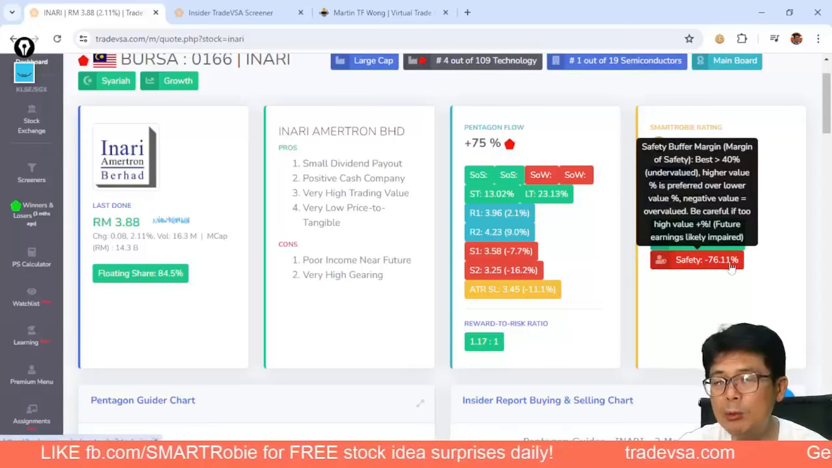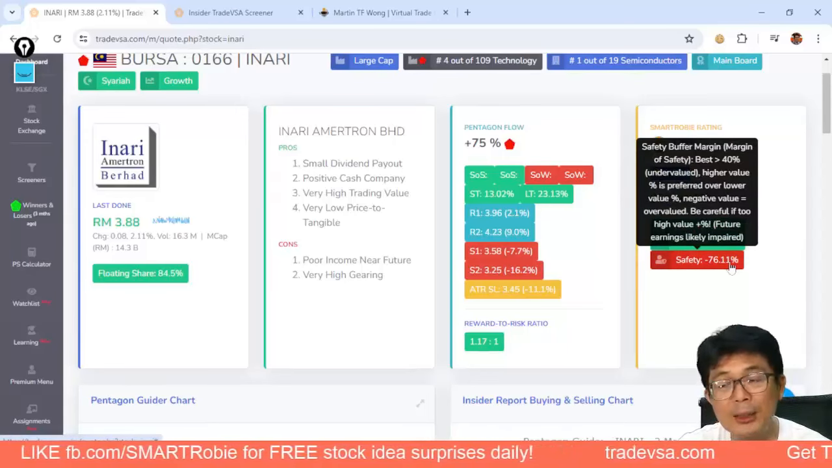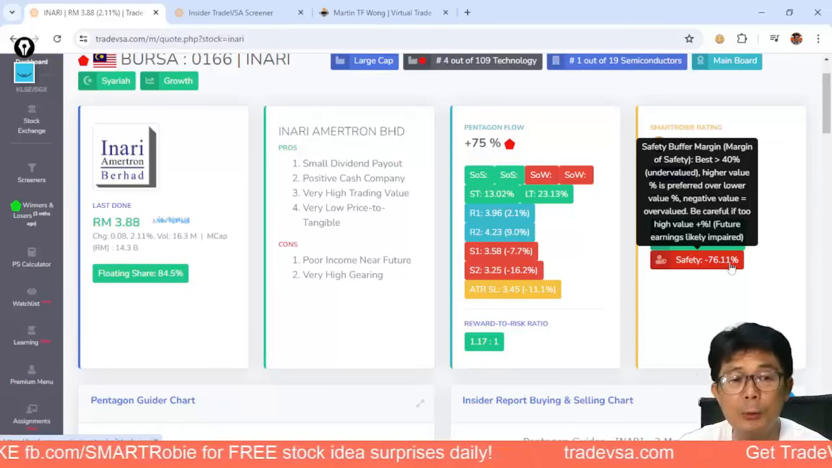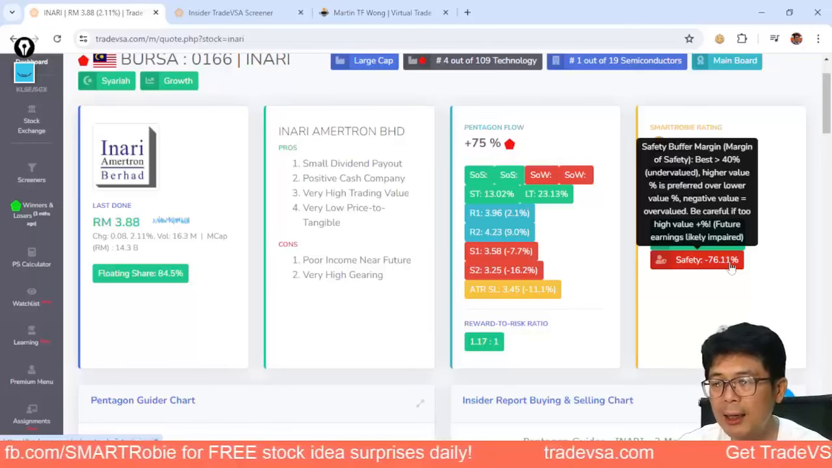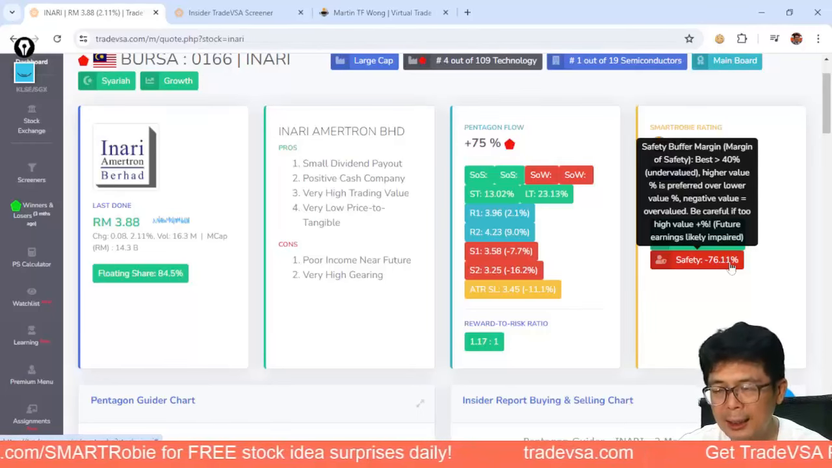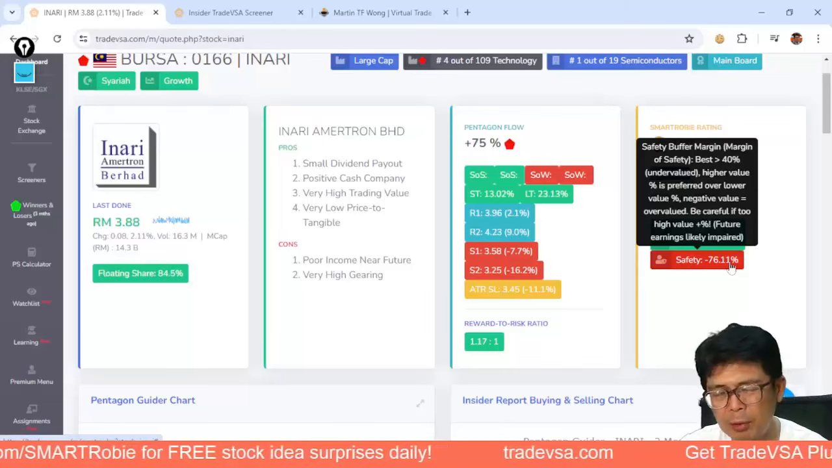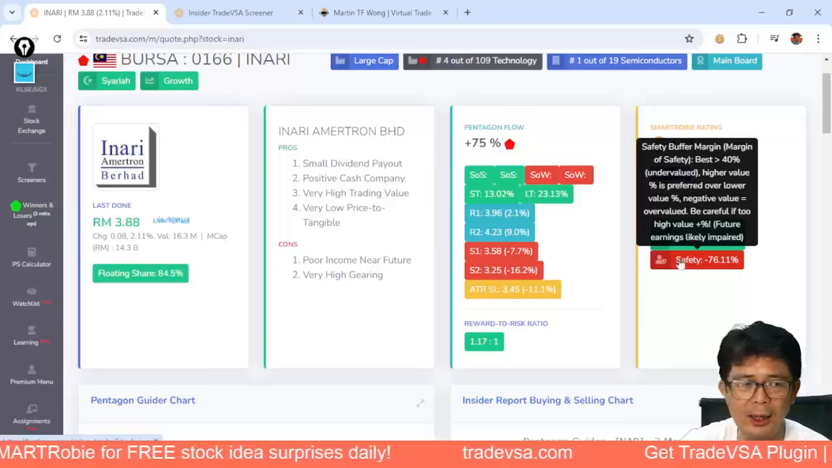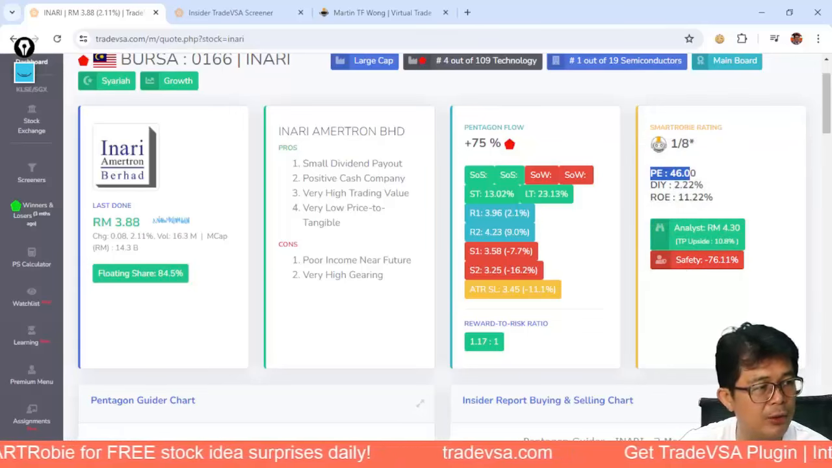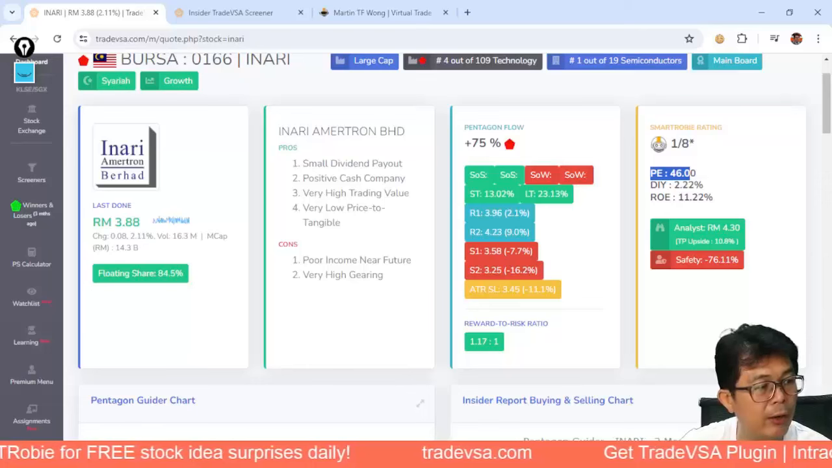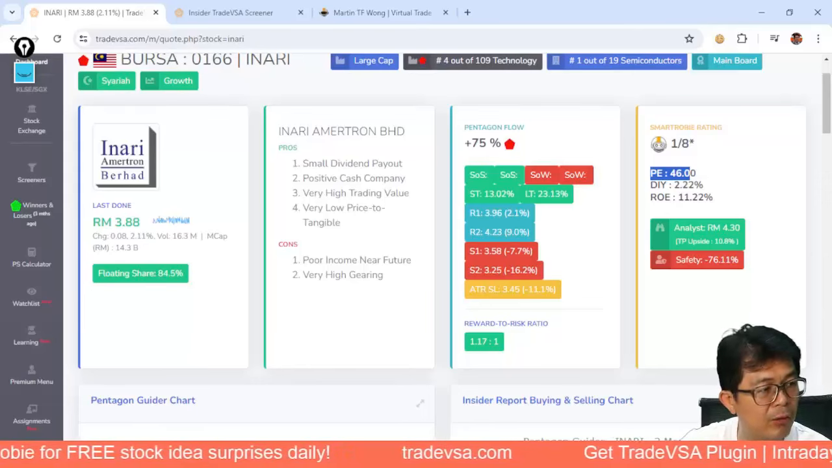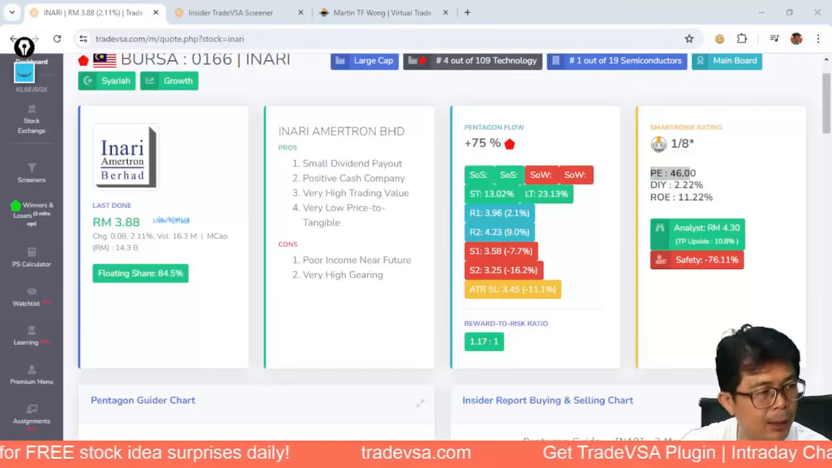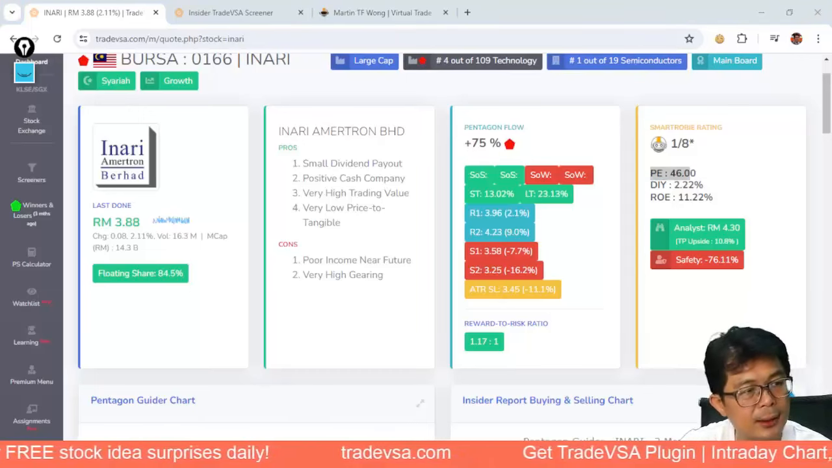That's why the margin of safety, generally, if it's a positive number, means it's undervalued. When you see a red number, that tells you you have to be careful, and it's overvalued. Of course, this is a growth stock, as you can see from here. So generally, you're not going to get the kind of margin of safety that you would have with many of the other stocks. That's something you want to keep in mind.